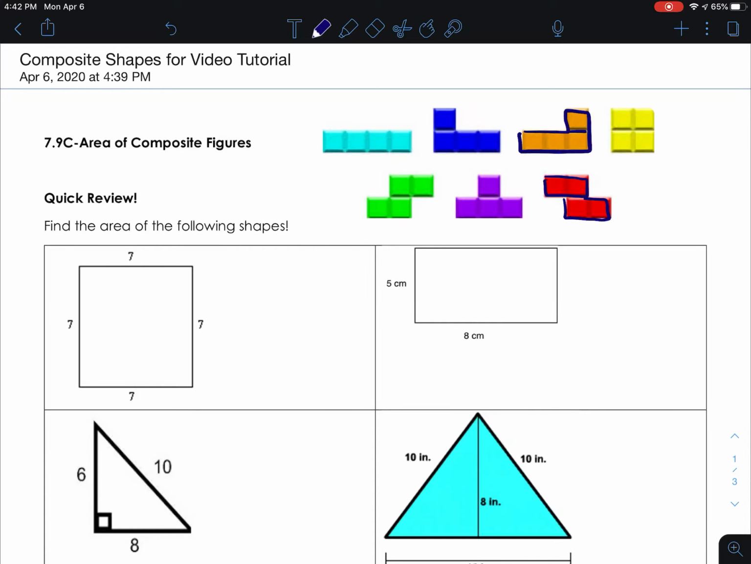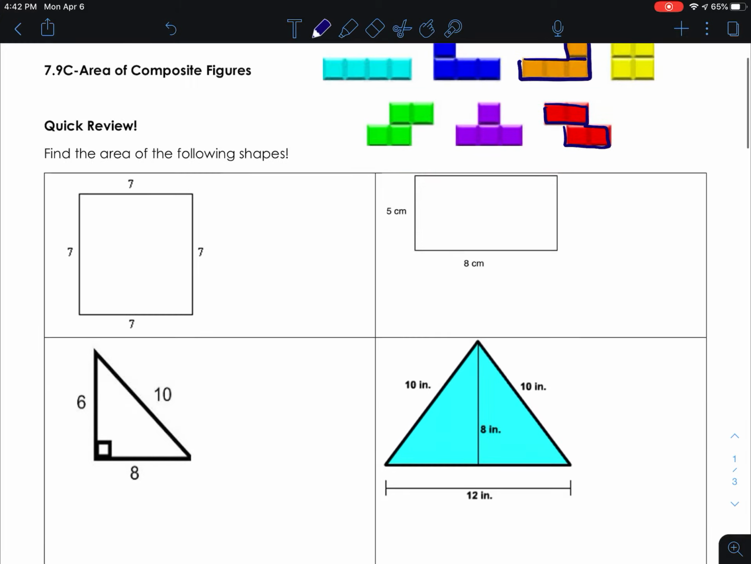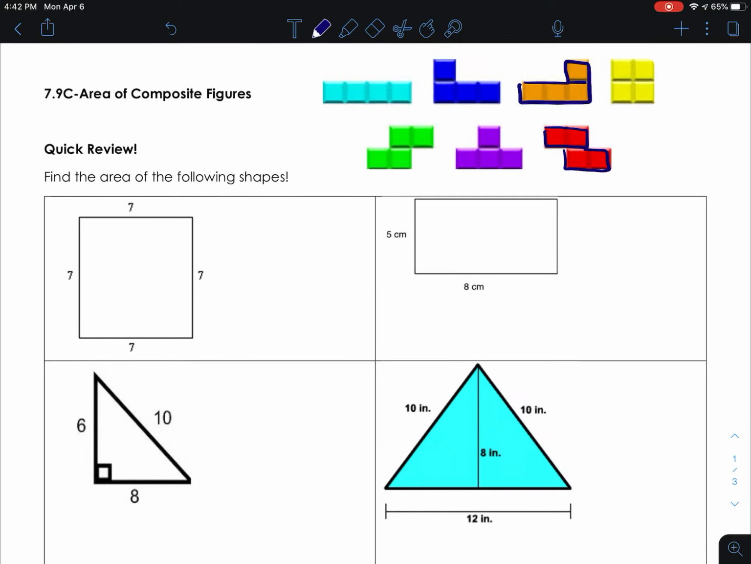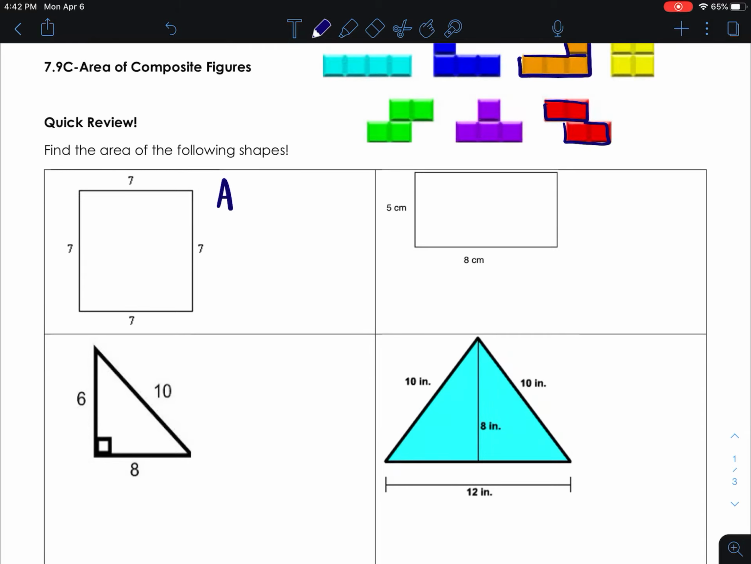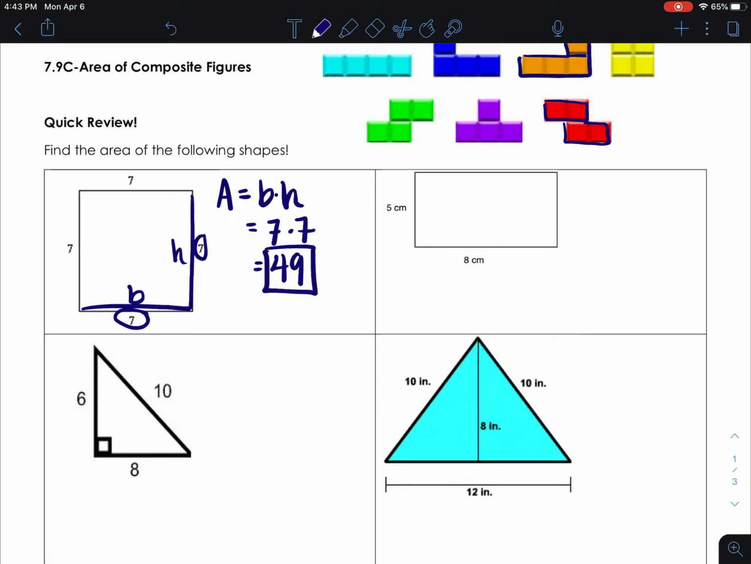Before we go into that, we're going to do a little bit of review on area of rectangles, squares, and triangles. That's pretty much what we're going to be focusing on today. If you look at this first one, the area of a square or rectangle or parallelogram is base times height. Real simple. All you need to do is multiply this number, which is your base, and your height. So it should just be 7 times 7, and that is 49. That's literally it.